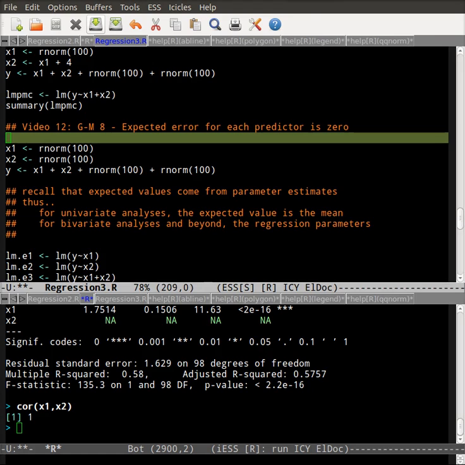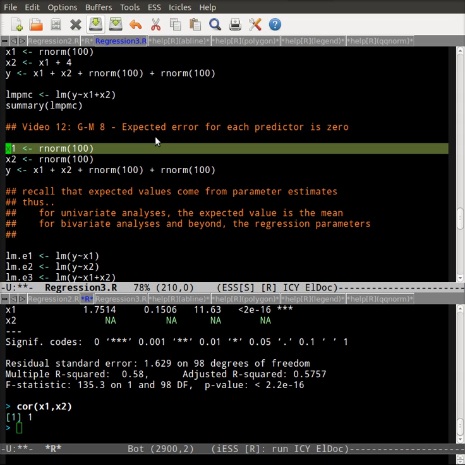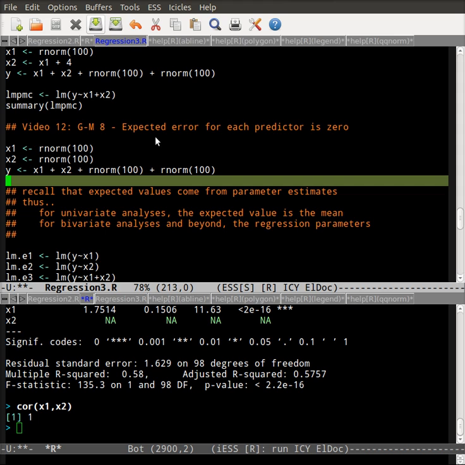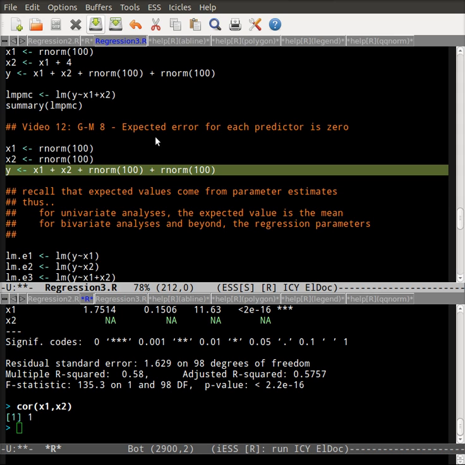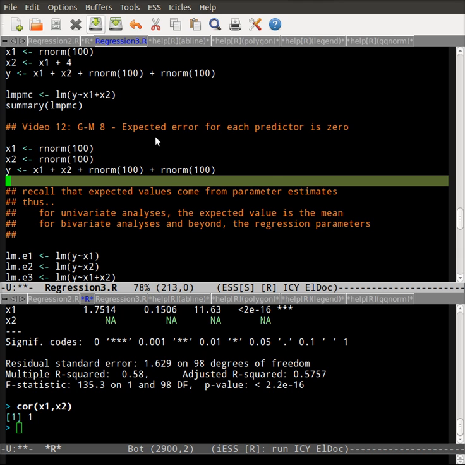Okay, only two more to go. Gauss-Markov assumption number 8: the expected error for each predictor is 0. In order to understand this, just go back to really simple ideas that I've talked about in previous classes. So I'm going to start with creating two variables, x1 and x2. They're both random normal, and then create a y that's based on x1 and x2, and then add some noise.